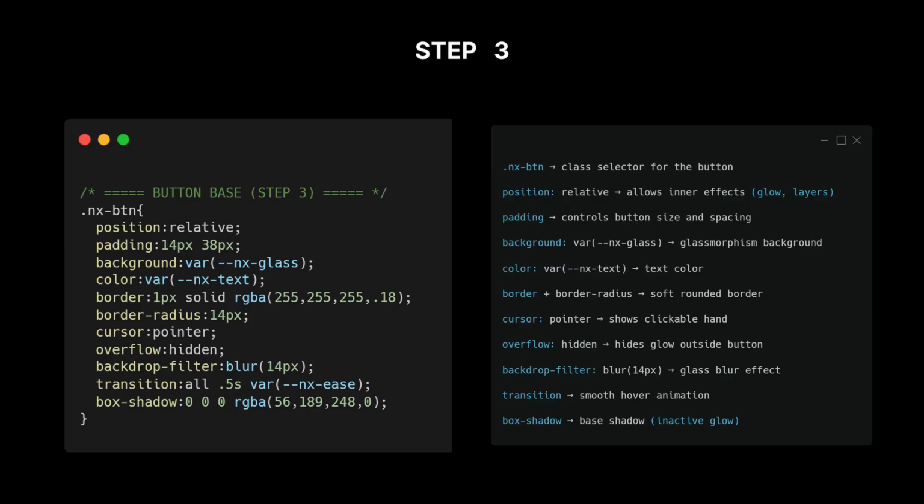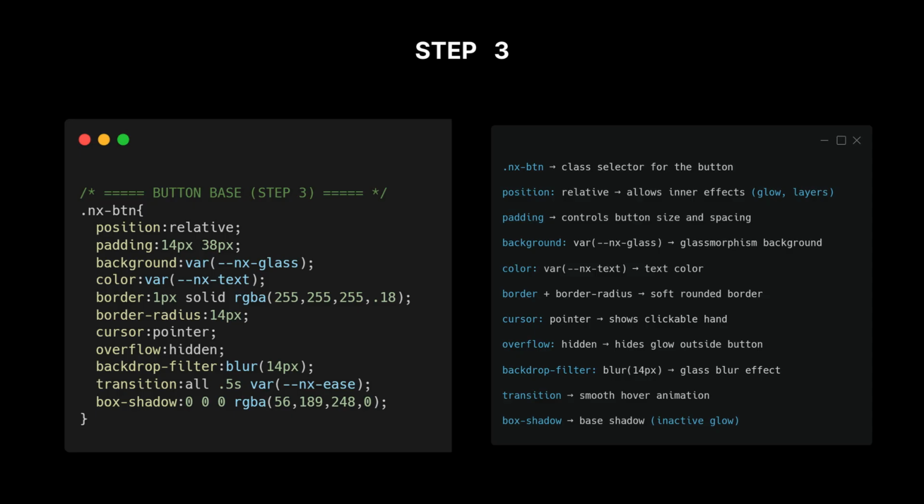We start by targeting the NXBTN class, which is the main selector for our button component. The button is set to position relative. This is important because it allows us to add inner layers and glow effects later. Padding controls the size of the button, giving it a balanced and comfortable clickable area. For the background, we use var NX Glass, creating a Glassmorphism style transparent surface. The text color is set using var NX Text to maintain consistency across the UI.